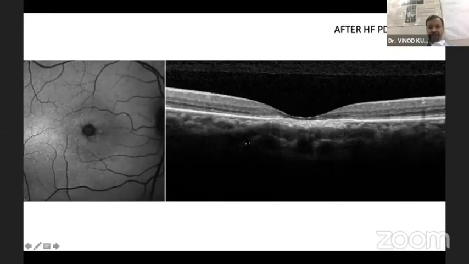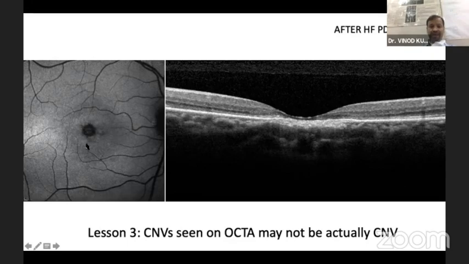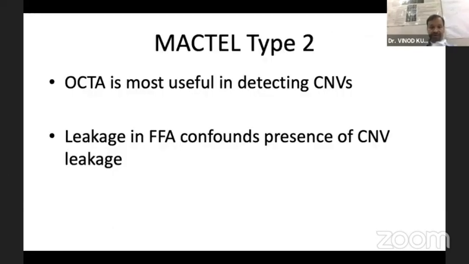So at this juncture, we offered the patient half-fluence PDT, and the patient improved with total resolution of the fluid. So basically what we were dealing with here was nothing but a bit of RPE atrophy through which we could see the choriocapillaris, which simulated the appearance of CNVM. So this was a case of CSC with RPE atrophy, and this case tells us that all CNVMs which are visible on OCTA may not actually be CNVM.